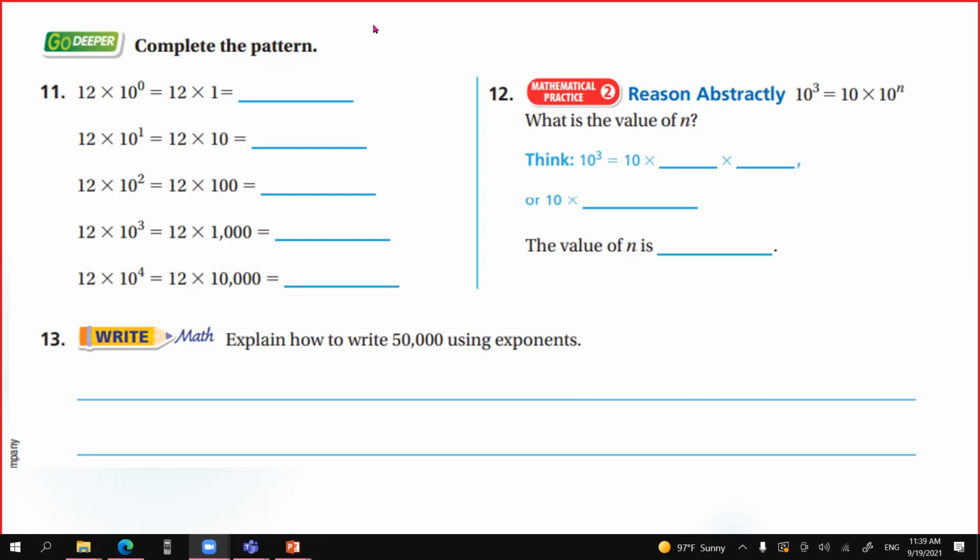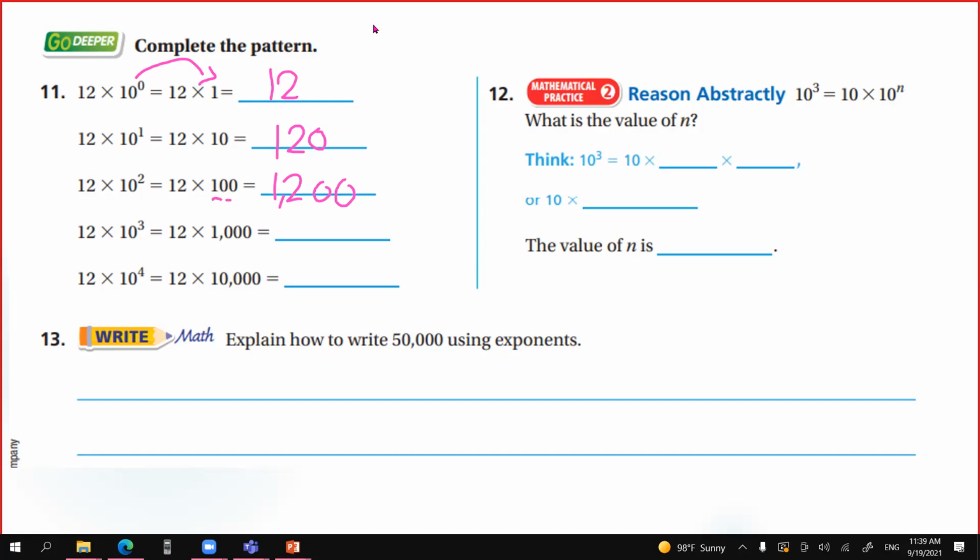Yes, Sarah. 10 to the power 0. It's 1, as we said. So 12 times 1 is 12. Thank you. 12 times 10 is 120. 12 times 100: you have to write 12 and how many zeros? 2 zeros. Then count 3 digits. So it will be 1,200.